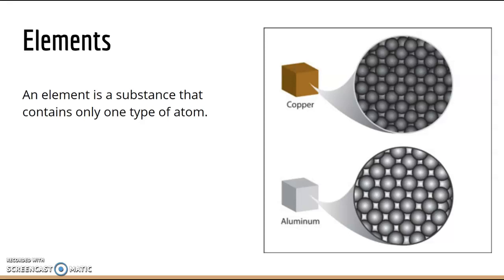So elements, our first term here, we know what elements are. Anything from the periodic table is an element, and we can define the term element as a substance that contains only one type of atom. Remember that each element, each square on the periodic table, is a different type of atom. So element, substance that contains only one type of atom. We could zoom in on the atoms of a chunk of an element like copper or aluminum. All we would see is atoms of that element.